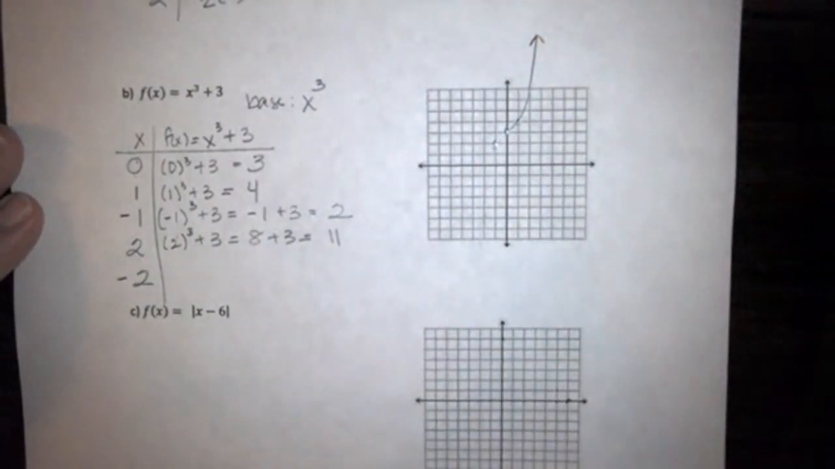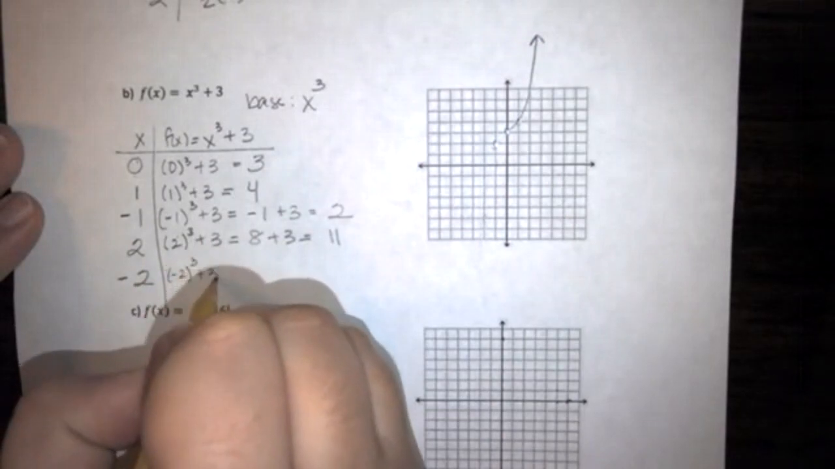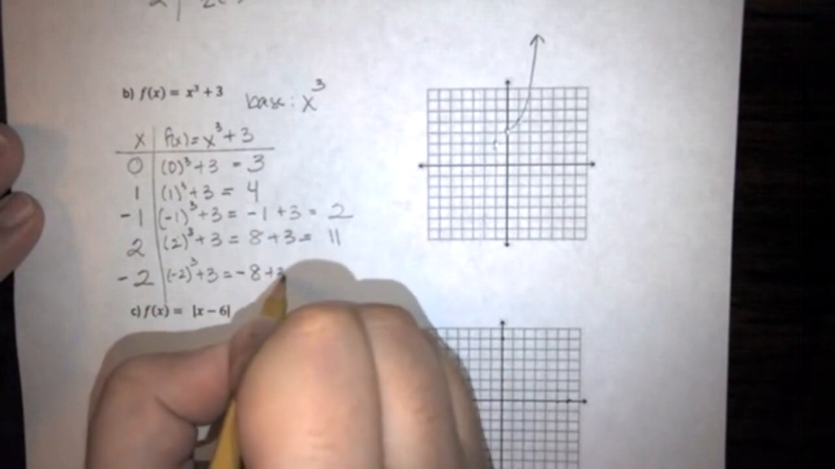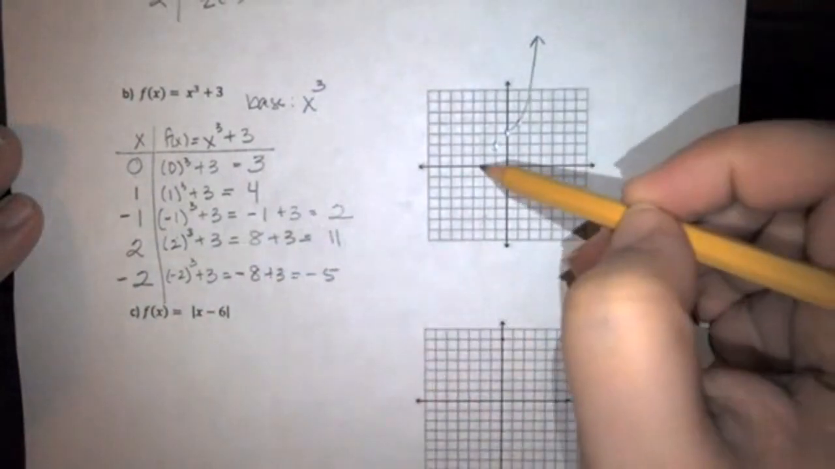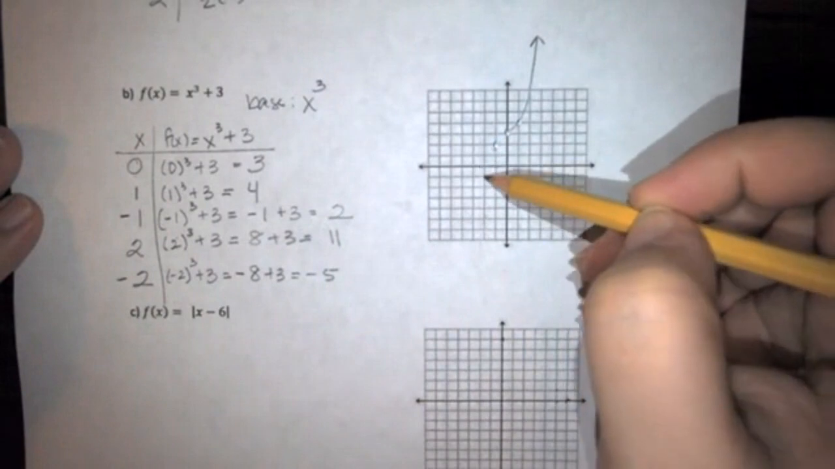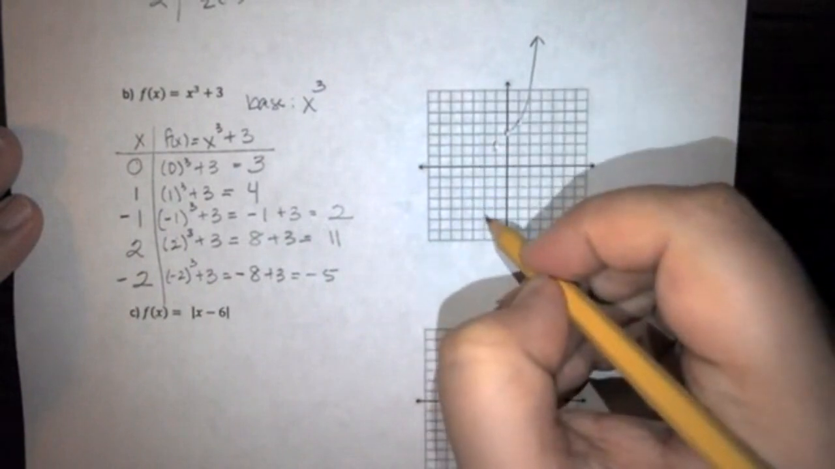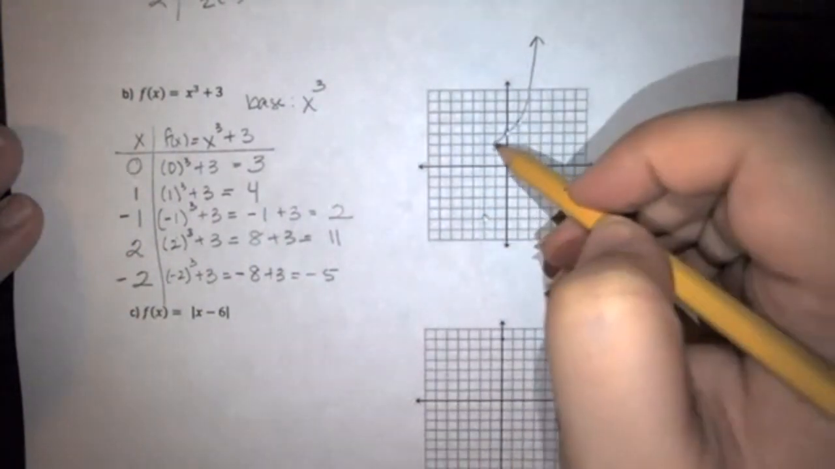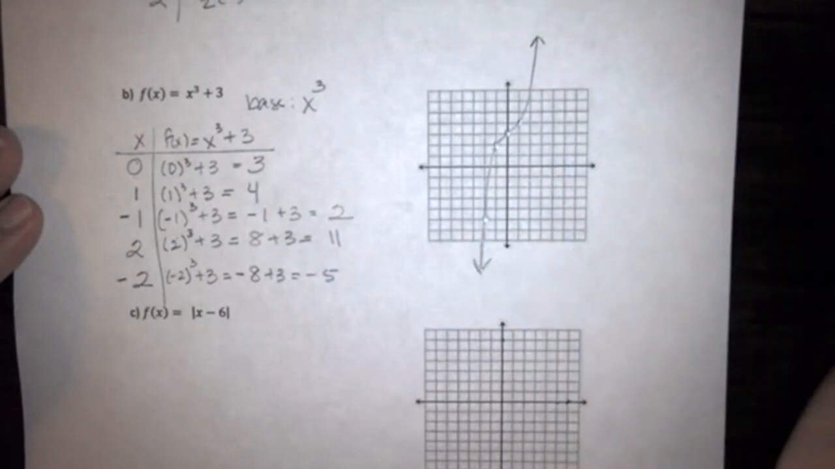If I look at the other one, I'm going to have negative 2 cubed plus 3. Well, this is negative 8 plus 3, which gives me a negative 5. So 1, 2, and then 1, 2, 3, 4, 5. So that point's right here. So this is then going to come down, and it shoots down really fast, goes through 5, and keeps going.